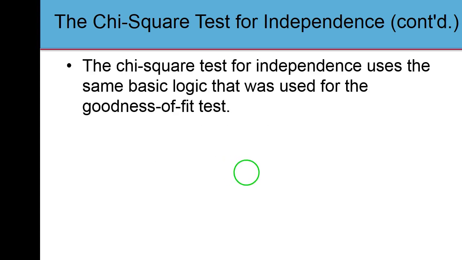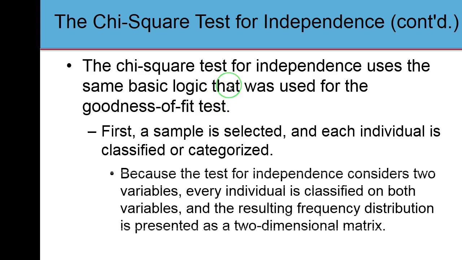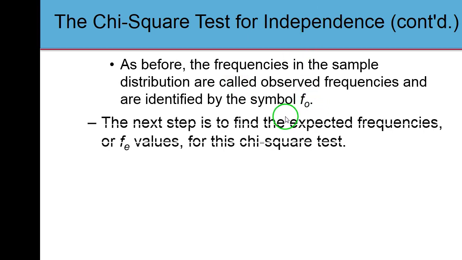The chi-square test for independence uses the same basic logic that was used for the goodness of fit test. First, a sample is selected and each individual is classified or categorized, and we saw that in the sample problem when I turned to the Excel file. Because the test for independence considers two variables, every individual is classified on both, and we saw a resulting frequency distribution. As before, the frequencies in the sample distribution are called observed frequencies and are identified by lowercase f subscript o. And then the next step is to find the expected frequencies.